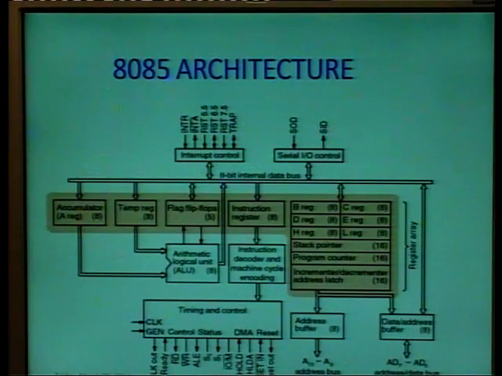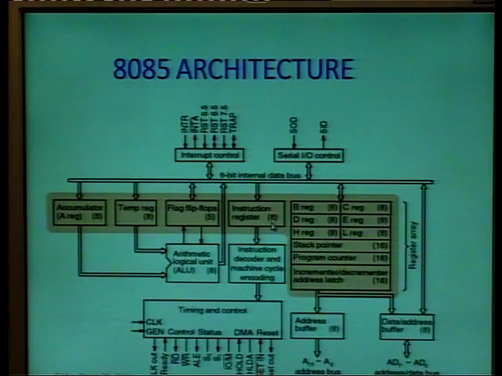This is the block diagram of 8085, the internal block diagram. It consists of an 8-bit accumulator, one 8-bit temporary register, and a flag register. This flag register is 8 bits, but out of the 8, only 5 bits are used for the flags; the remaining 3 remain unused. These different flags will be discussed later on.